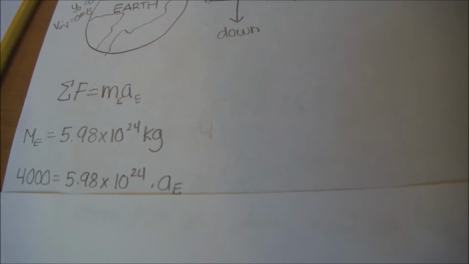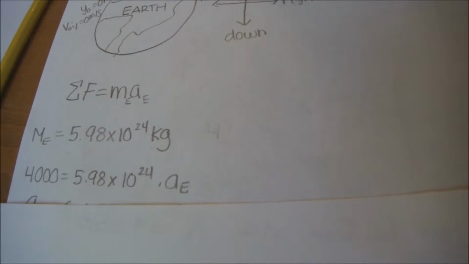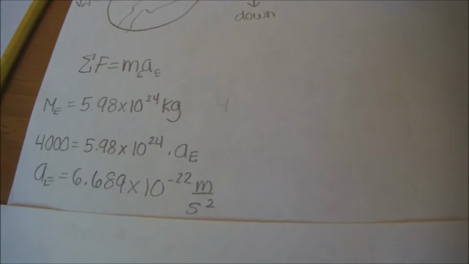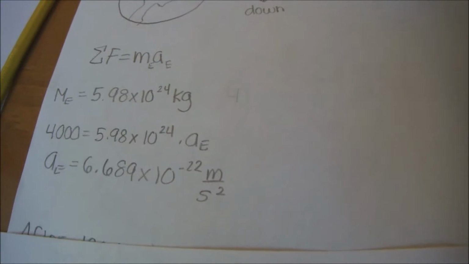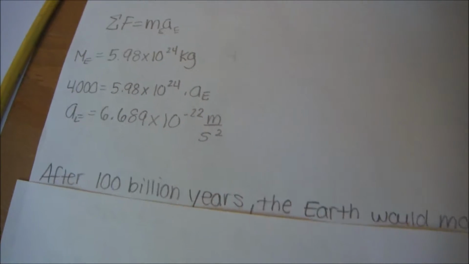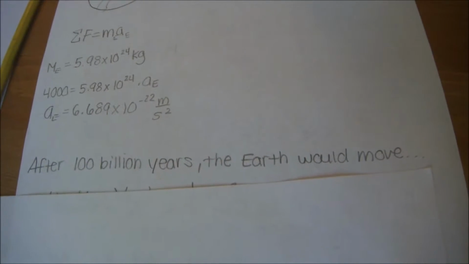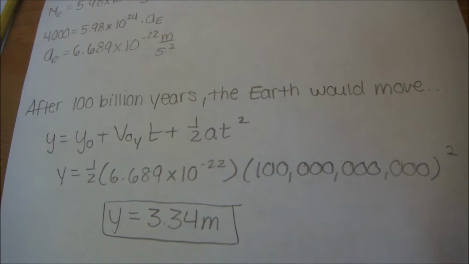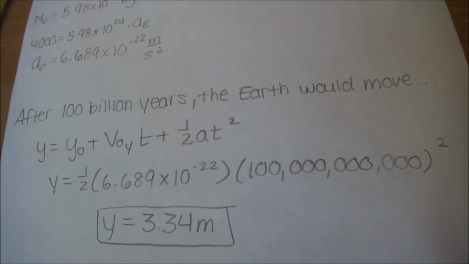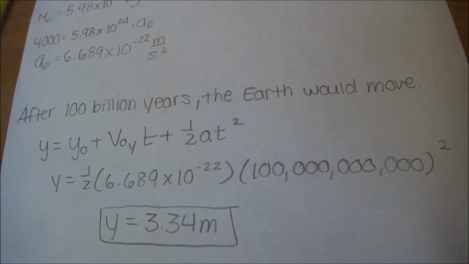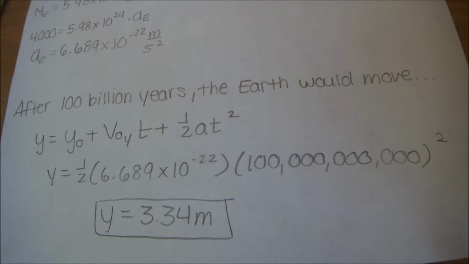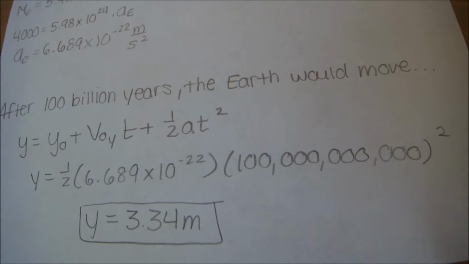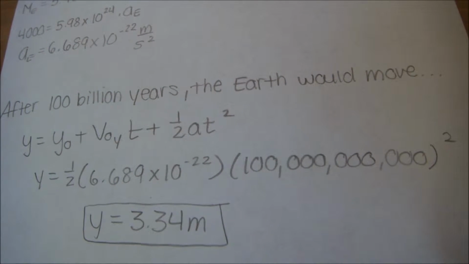4,000 newtons, which is the force you exert on the earth, equals 5.98 times 10 to the 24th times the acceleration of the earth. So you accelerate the earth by 6.689 times 10 to the negative 22nd meters per second squared. After 100 billion years, the earth would move a total of 3.34 meters, because y equals y0 plus v0y t plus 1/2 at squared, so y equals 1/2 of that acceleration times 100 billion squared, which gives you 3.34 meters in the down direction.